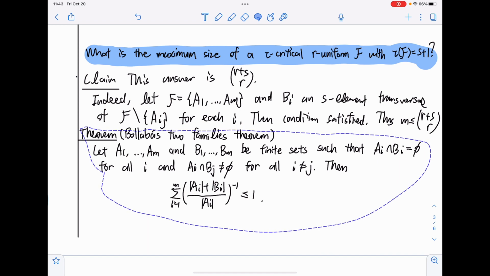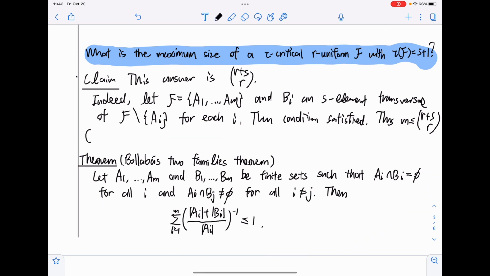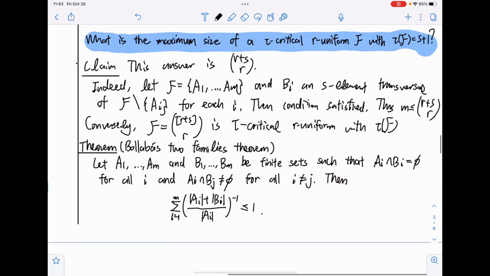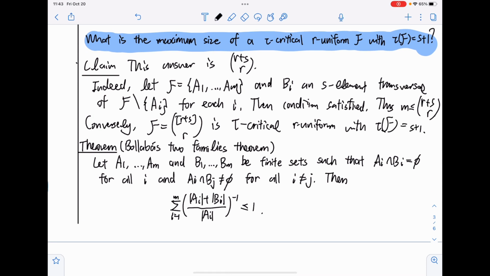Also, we can see that conversely, if F is equal to all the subsets of {1, ..., R+S} with size R, this one is a tau-critical R-uniform family with tau(F) equal to S plus 1.